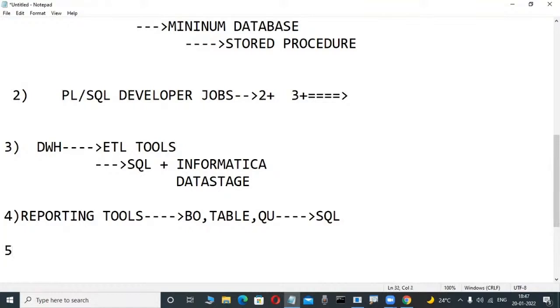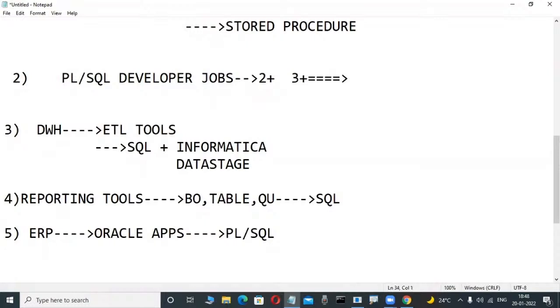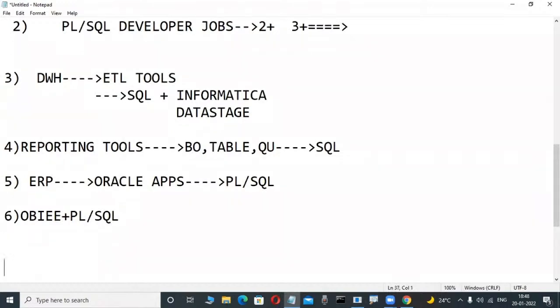Again, some programmers are interested in the ERP side. Oracle Apps is an ERP, just like SAP, Oracle Applications 11i. These persons need very good knowledge of PL/SQL, and they also learn these courses. Again, there are OBI programmers. OBI is a product, and with PL/SQL there are jobs there. Those persons also learn these courses.